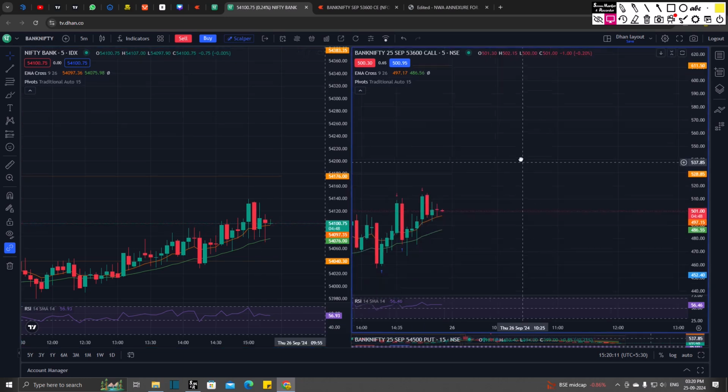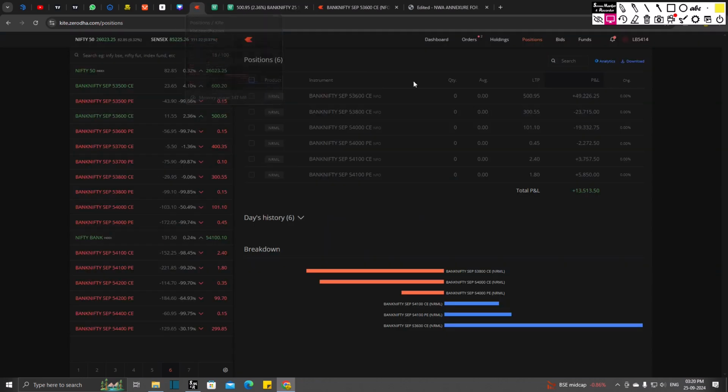Okay, so let me explain in brief. As you can see, I have a total of 6 trades. Basically, this one, the second one, which is a 23,000 loss, is a position which I carried from yesterday. I made a huge loss yesterday, and I couldn't make a video of yesterday's loss.